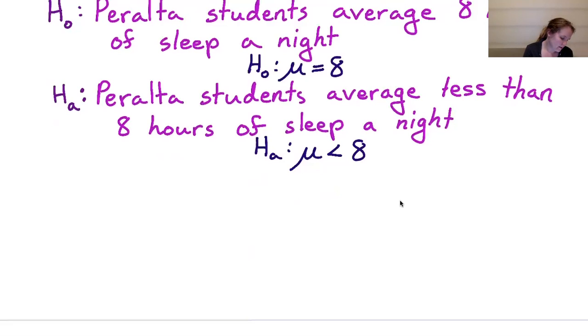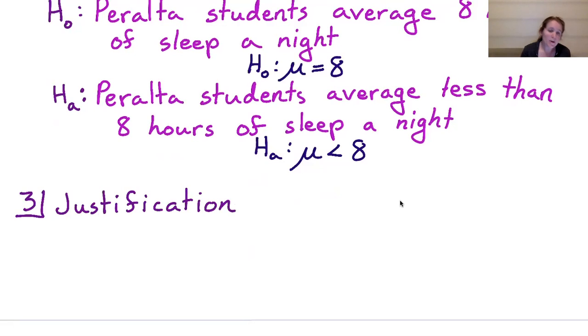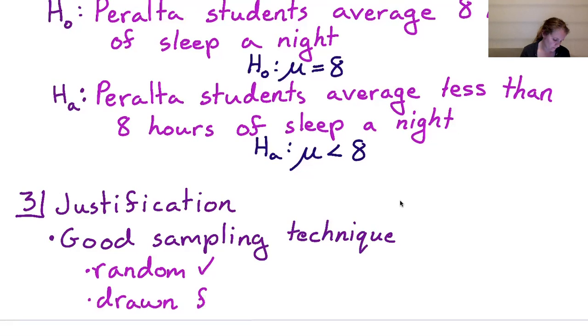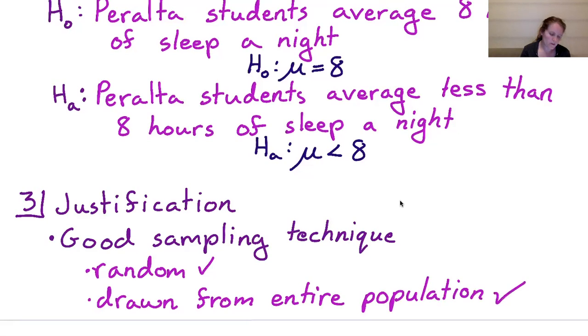Next up, we have our justification. When we are talking about the mean, we need to both justify that we have a good sampling technique, so our usual checks, we need random, which we have, and drawn from the entire population. Which again we have.